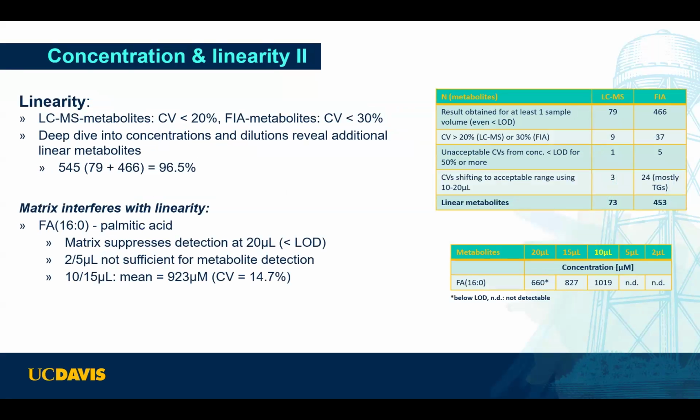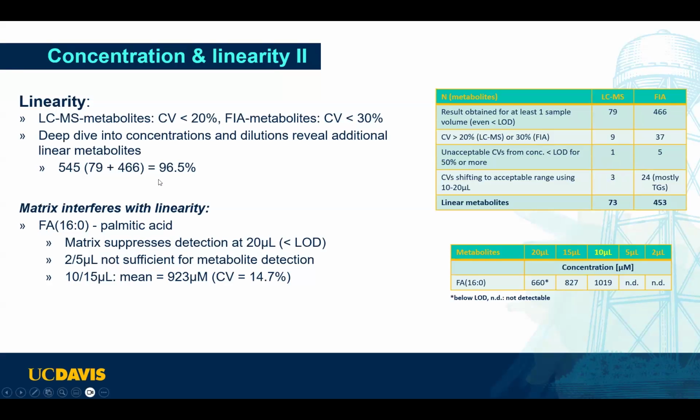If we now look at linearity, we distinguish between the LCMS and the FIA metabolites to see how close the concentrations are from the different sample volumes. We used a 20% cutoff for CV for LCMS and a 30% cutoff for FIA, given that the LCMS metabolites have a standard curve and a bit more, I think, robust quantitation. The FIA will have the internal standards, it's just fine, but we were fine giving them a little bit more leeway. So we did that. We looked into how close the relationships were between those different sample volumes.